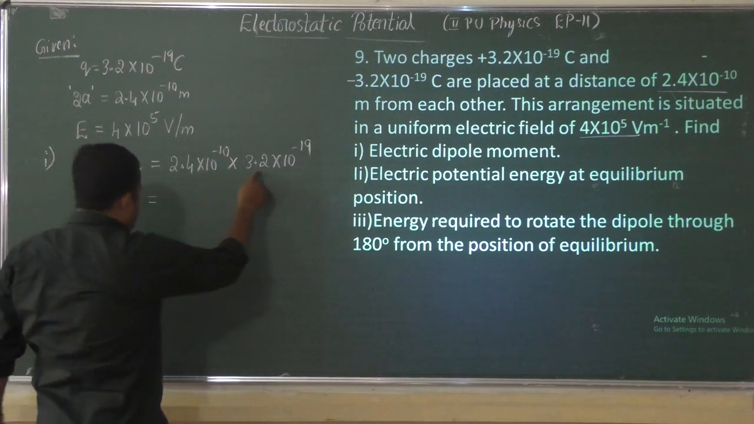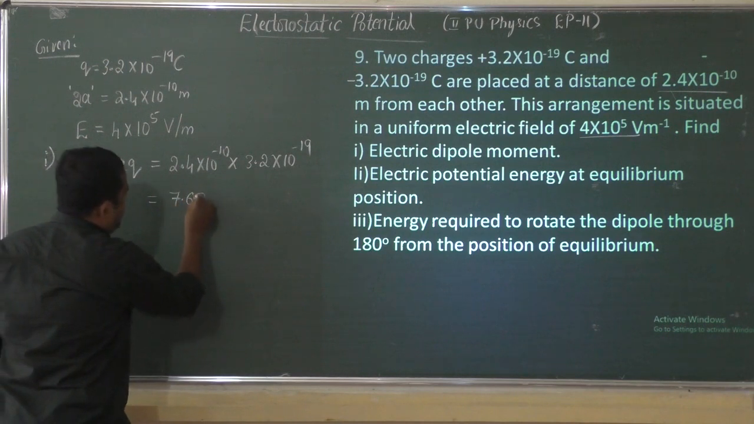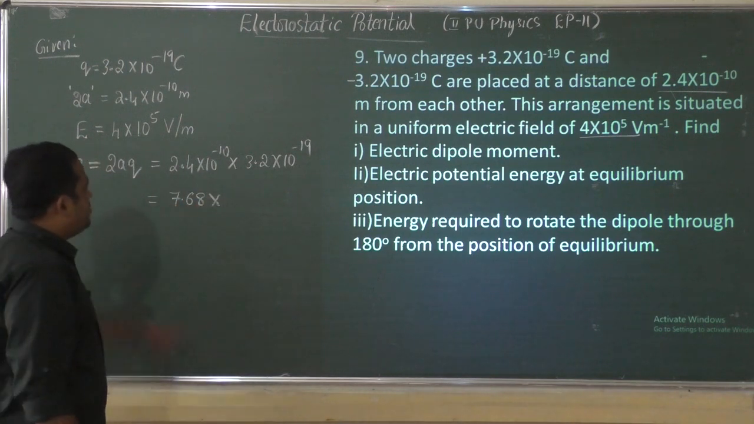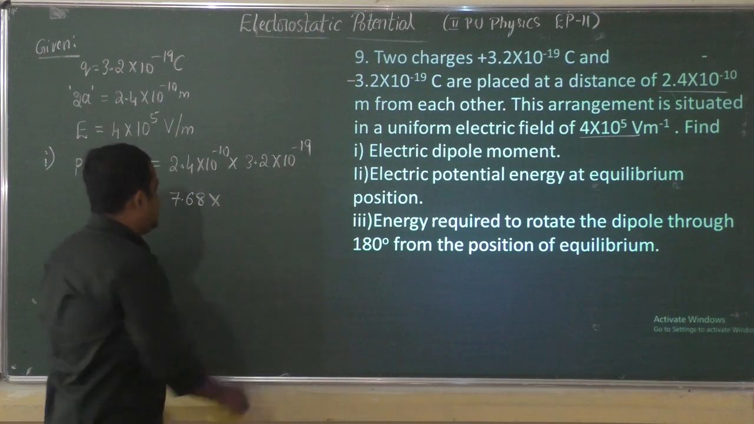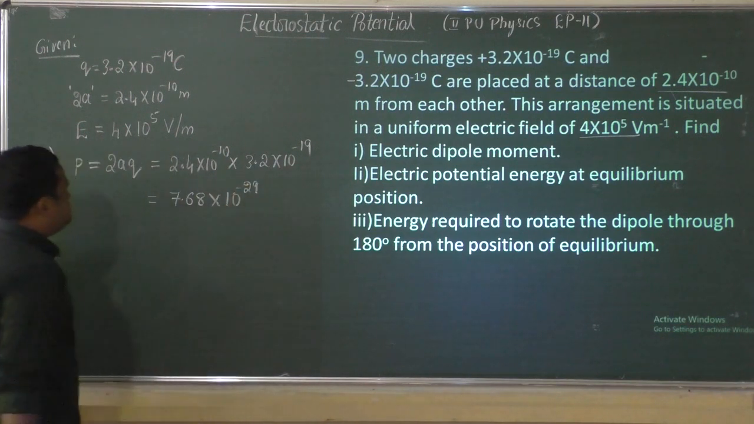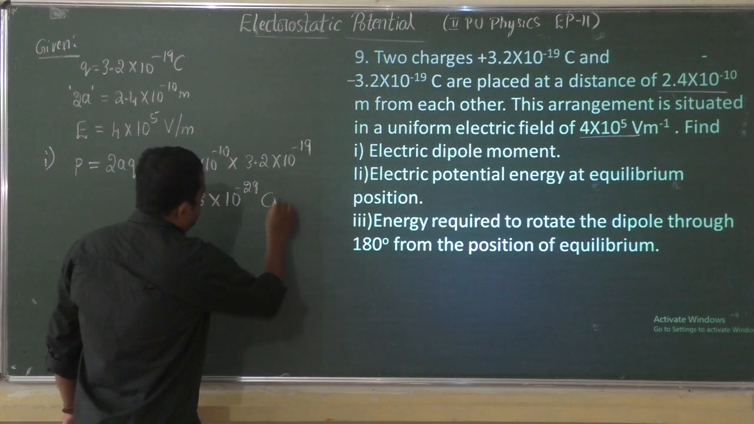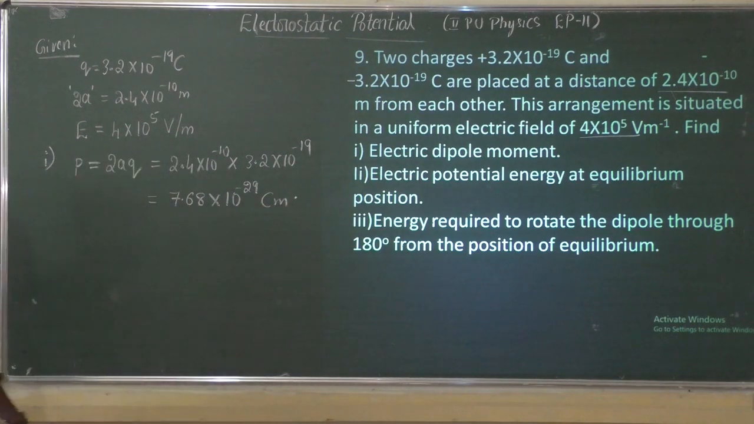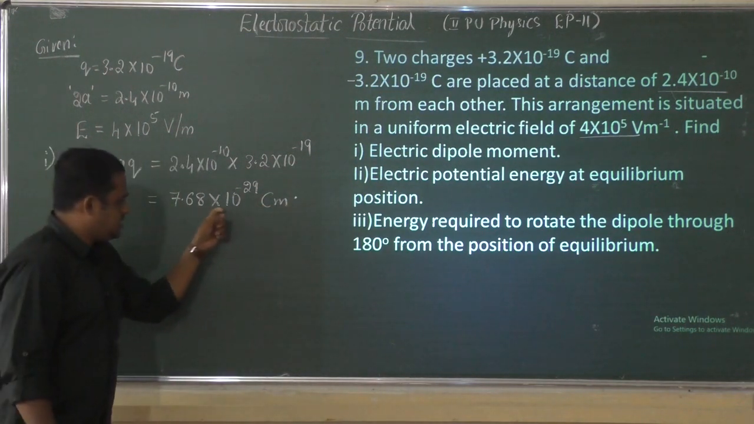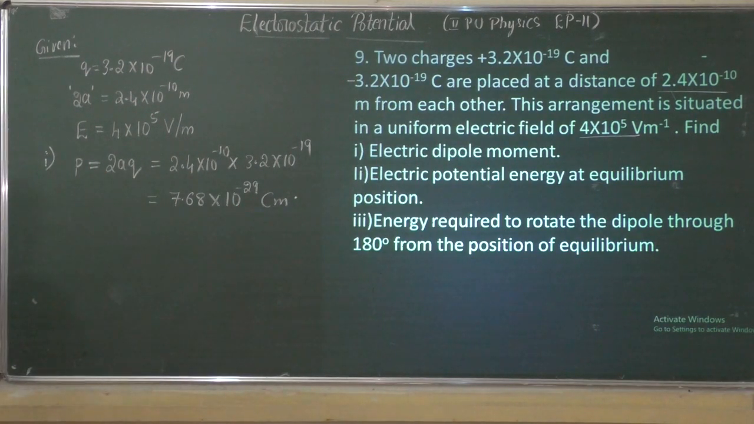multiply 2.4 into 3.2, 7.68 into 10 power minus 10 minus 19, total it is equal to 10 power minus 29. So the unit is coulomb meter. Dipole moment is 7.68 into 10 power minus 29 coulomb meter, that is the dipole moment.